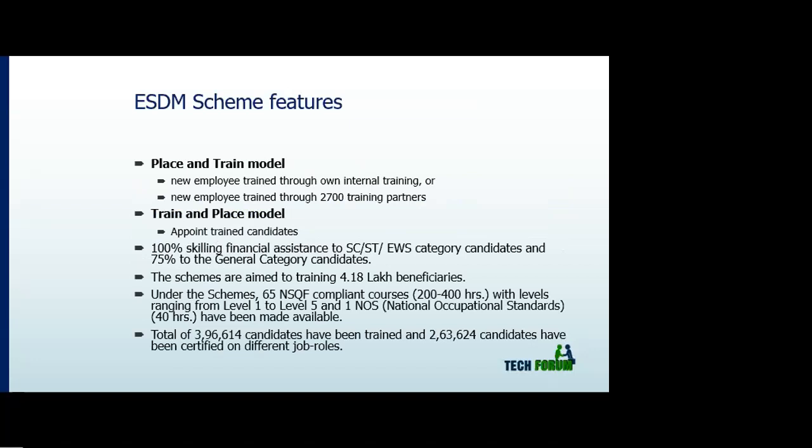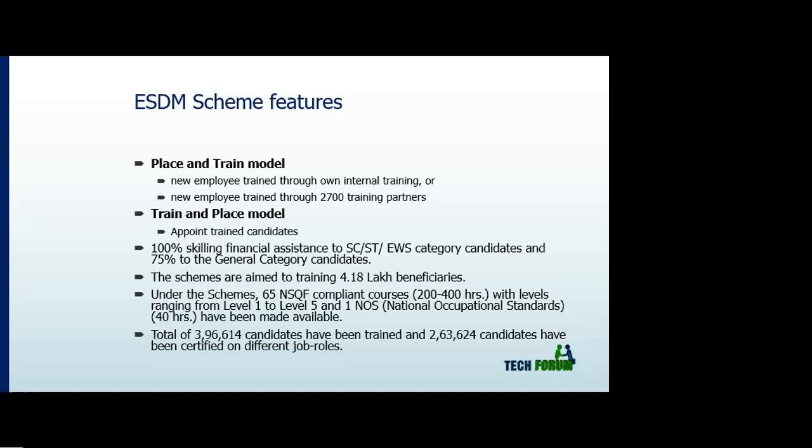The scheme has two models: a place and train model, and a train and place model. Place and train means you appoint a person in your company, someone who comes in and stays for many years, even 40 years, from day one. We know we need to train him. We have internal training methods. Everyone is following them. If anybody says no, it is not true.